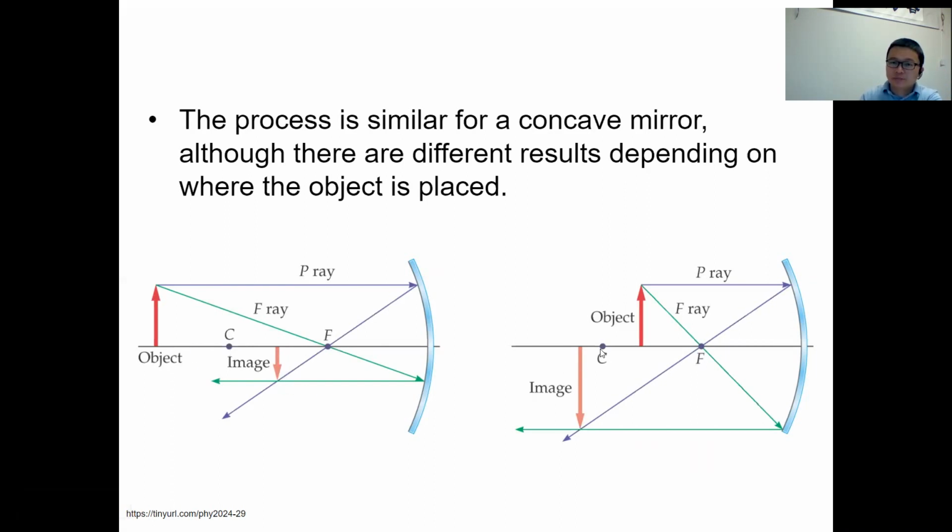When the object is in between the center of curvature and the focal point, you can again use two rays, the P ray and the F ray, to draw the ray diagram. The P ray hits the mirror and gets reflected through the focal point, and the F ray, the green ray here, hits the mirror and gets reflected parallel back to the central axis. Then you can see the two reflected rays meet physically at this point. So this is also a real image, but in this case it is an enlarged image.